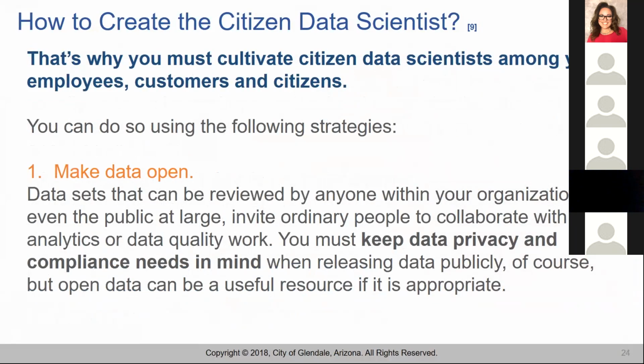So we need to cultivate citizen data scientists, whether they're employees, customers, or in my case, the citizens in my community. We need to make data open. Our GIS team at the city has prepared spatial data that's up on our city website that people can download. We have open data. Again, we have to show a lot of transparency being a government agency, so you can download this data and manipulate it in whatever tools you have. When you put this data up there, you need to keep data privacy and compliance needs in mind. You don't want to put PII or HIPAA data out there.